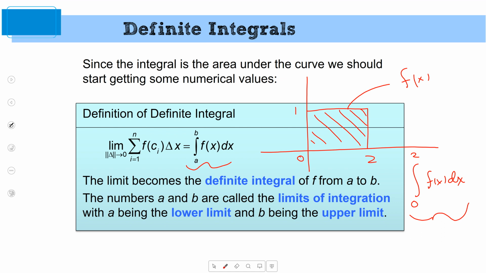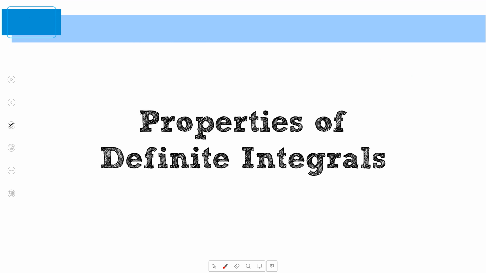Everybody good? Now you can see how this geometry idea comes into play here. We're going to start by taking functions that give us pretty geometric pictures. Rectangles, triangles, semicircles, that kind of fun stuff. We'll get to that in a second.